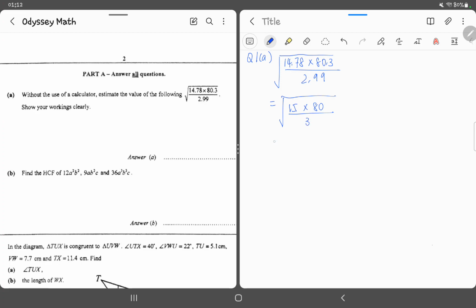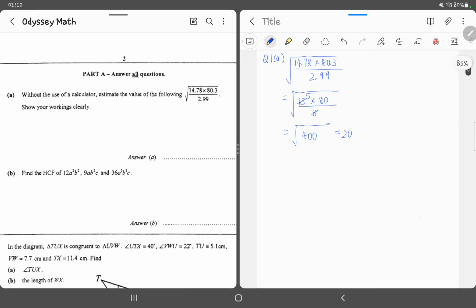In this case, you can see that 3 and 15 cancel each other to be 5. So 5 times 80 is 400. So the square root of 400 equals 20. And we are done with question 1A.